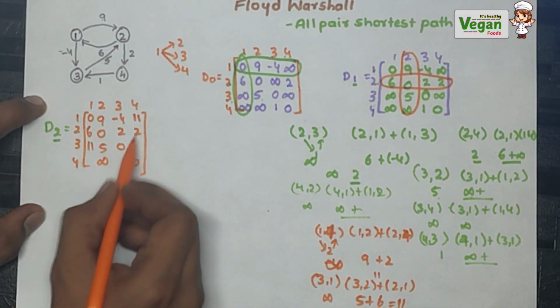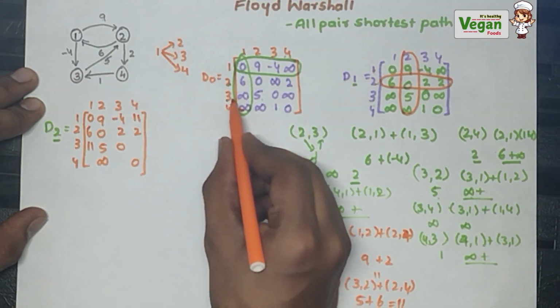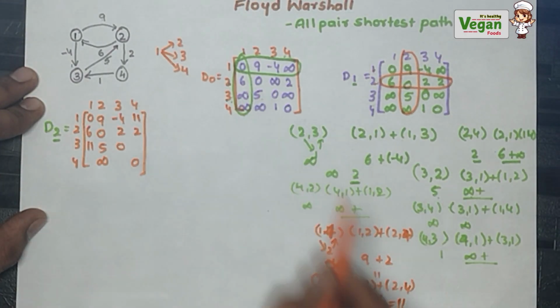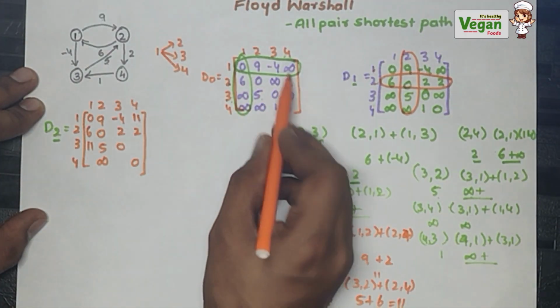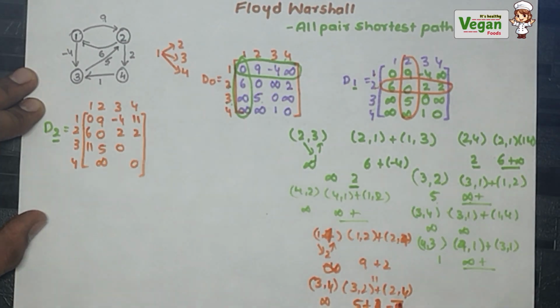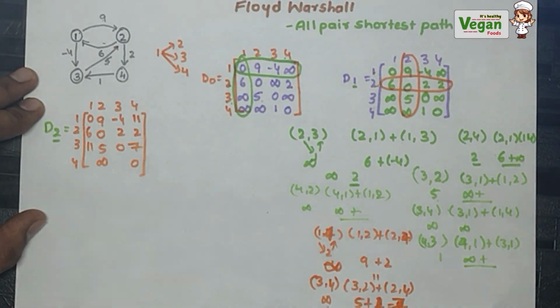Next 3 comma 4. To find 3 comma 4, 3 comma 2 plus 2 comma 4. 3 comma 4 value is infinity. 3 comma 2 value is 5. 2 comma 4 value is 2. So 5 plus 2 is 7. Among 7 and infinity, 7 is the smaller one. So I will write 7.